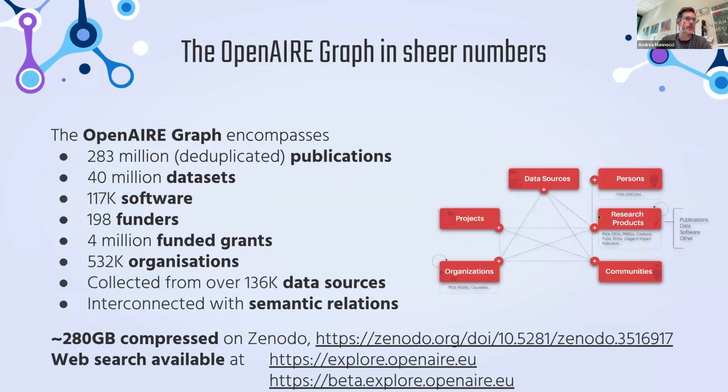So in sheer numbers, the OpenAIRE graph encompasses over 283 million deduplicated publications. Then we have more than 40 million datasets collected from almost 200 funders. Then software, about 120,000, and 4 million different funded grants. And about half a million organizations, collected from over 100,000 data sources. And all these are interconnected by semantic relations.